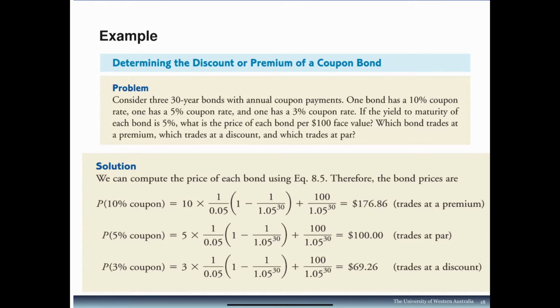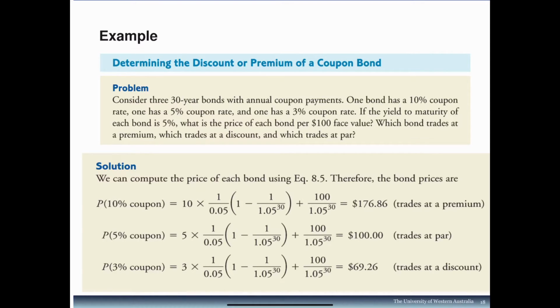5% is 100. 3% is $69.26. So not surprisingly, we arrive at something that we already understand intuitively, which is when the coupon rate is a lot higher than yield to maturity, which means the bond pays you a higher interest payment than what the bond buyer is expecting, then they are willing to pay a higher price for that, which is why it's called trading at a premium.